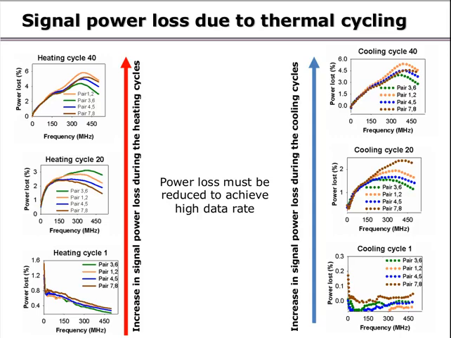Although smaller, similar trends in the power loss for the cooling cycles can also be seen in the three figures to the right. This shows that Ethernet cables must be designed to minimize power loss in order to achieve high data rates on the cables throughout the design useful life of the cable.